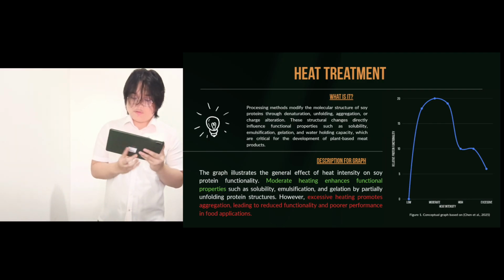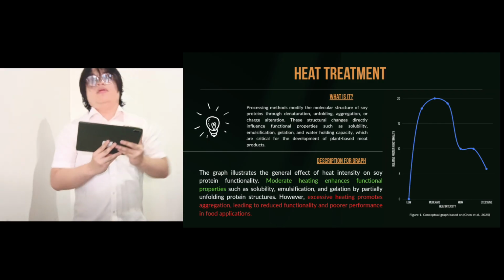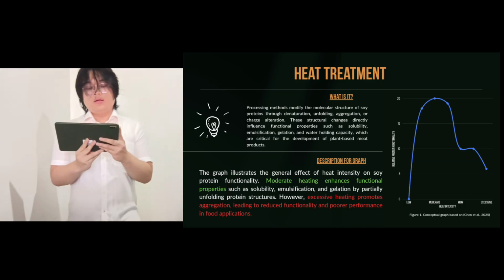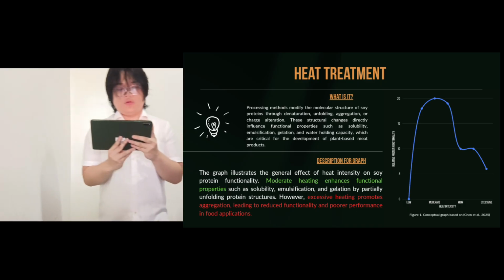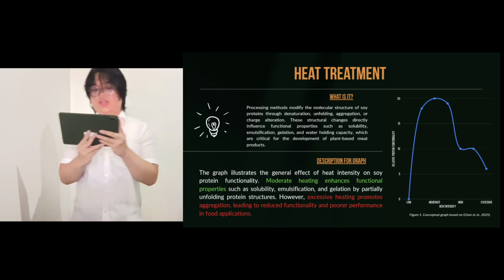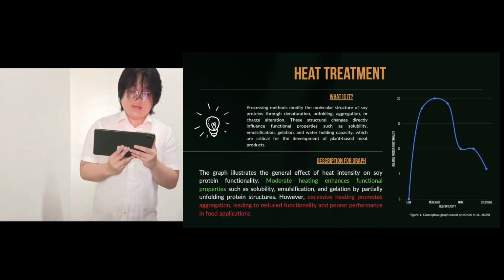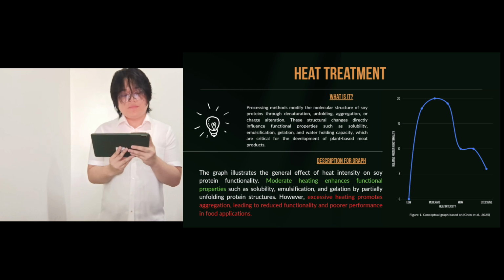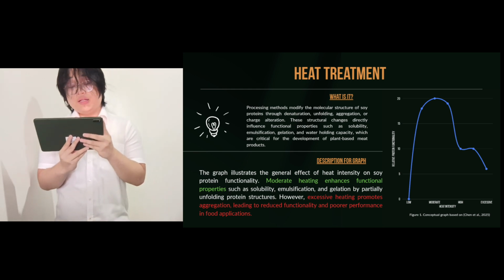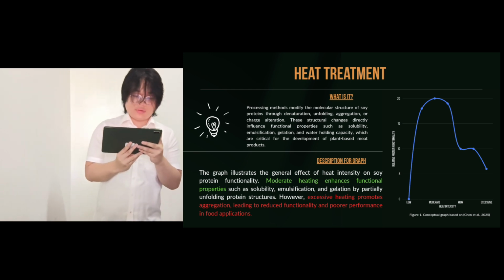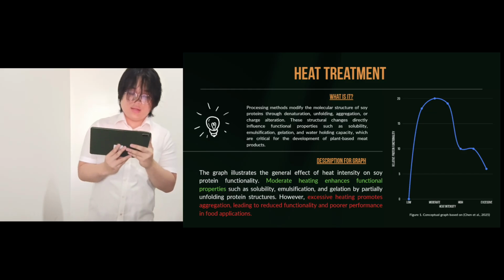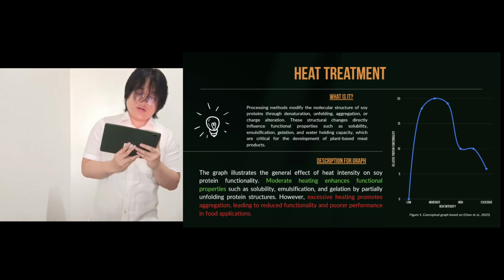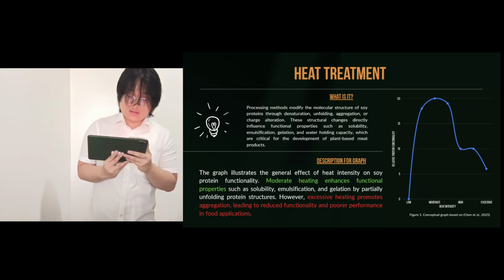On to the next slide, we will be talking about each of the processing methods. This one we'll be talking about heat treatment. Heat treatment is one of the most commonly used processing methods in the food industry. Heat causes protein to denature and partially unfold. This unfolding exposes previously hidden functional groups, which can improve interaction between proteins.